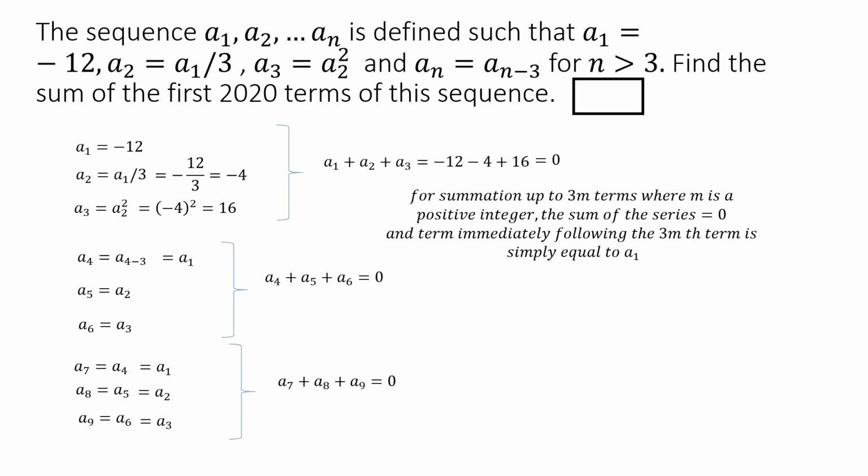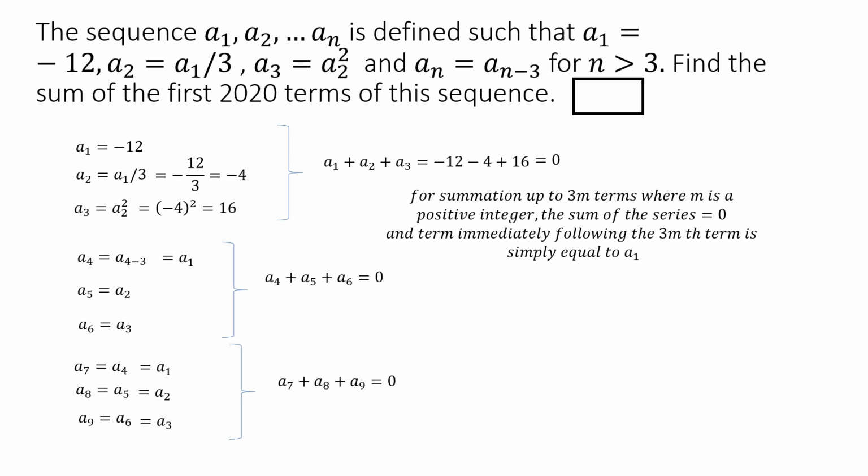So what we are seeing here is that for the summation up to 3m terms, meaning the summation of terms that are a multiple of 3, the series basically vanishes. Because the three terms A1, A2, A3 keep on repeating, and their sum is 0, we have 0 plus 0 plus 0, and so the sum up to 3m terms simply vanishes. And further, we note that the term that immediately follows the 3mth term is simply equal to A1, because that's the repeating pattern: A1, A2, A3, then again A1, A2, A3, and so on.